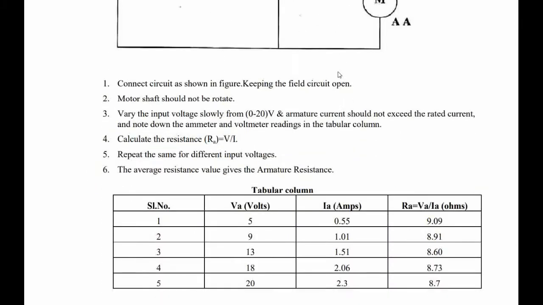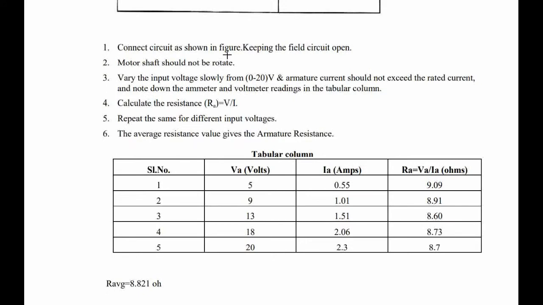First of all, the connection is given like this, keeping the field circuit open. Why? Because here we are measuring armature resistance, so the motor shaft should not rotate. And third, we are giving a variable voltage of 0 to 20 volts, and the armature current should not exceed the rated current. If the armature current exceeds the rated current, the coils of the machine may burn. So in order to protect the machine, we give a supply such that the current stays below the armature rated current.